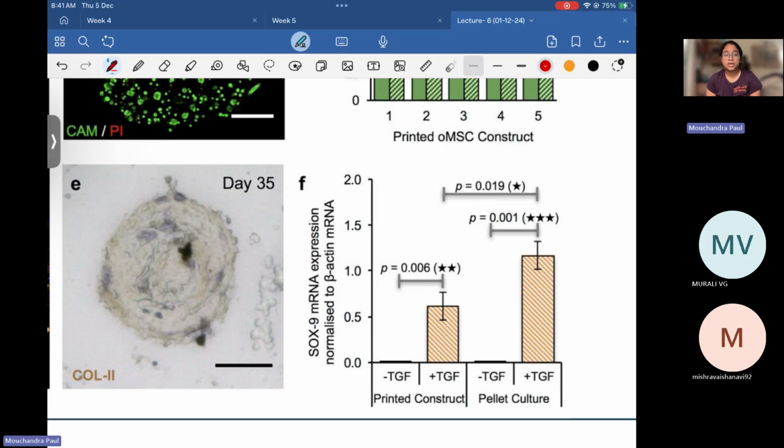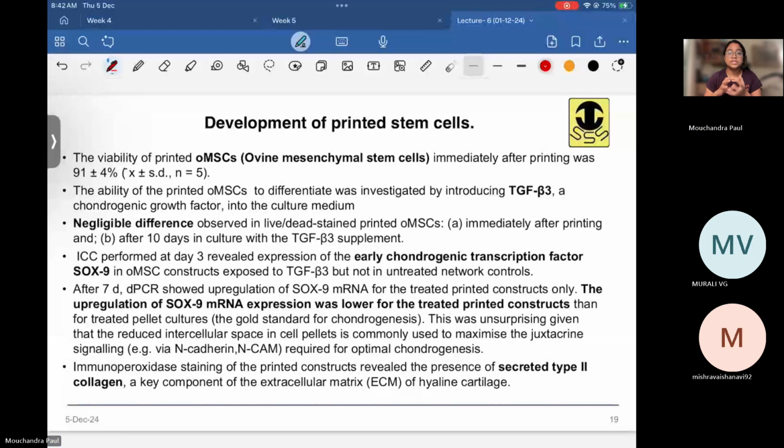It is because in pellet culture, the cells are very tightly packed. So the cell-cell communication is much better, all right, through interaction of some cell-cell junction molecules, like N-cadherin, N-CAM. So these are the cell-cell junction molecules which can interact with each other better and communicate well through exchanging various molecules, right? So that type of communication is optimal, like the best one for chondrogenesis to happen.